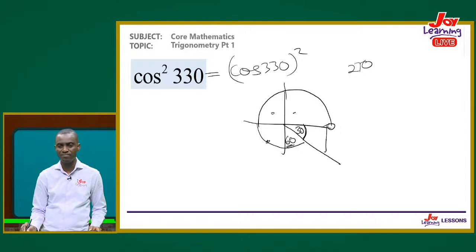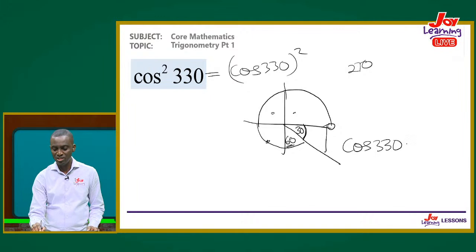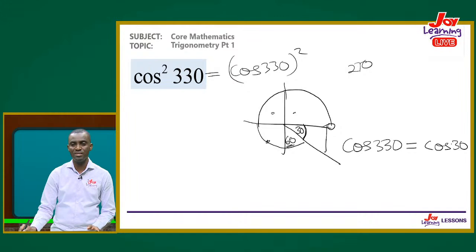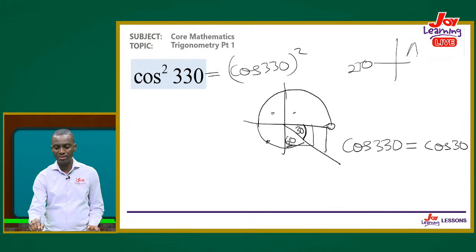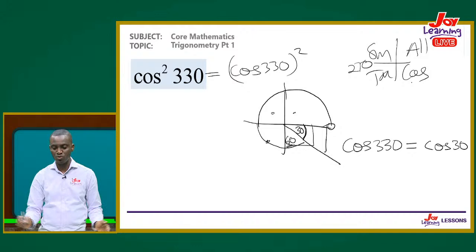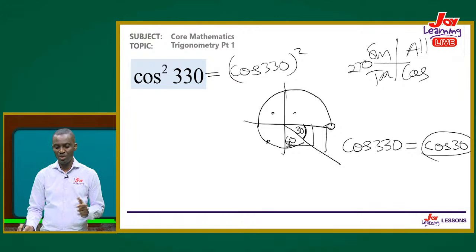For that matter, cos 330 should be the same as cos 30 degrees. That is what it means. Again, cos 330 is the same as cos 30 degrees. Now, because I picked 30 degrees in the fourth quadrant, remember we said all sin tan cos. Cos is positive, so the answer must remain positive. And what is cos 30? Now we know cos 30 is root 3 over 2 from our diagram.